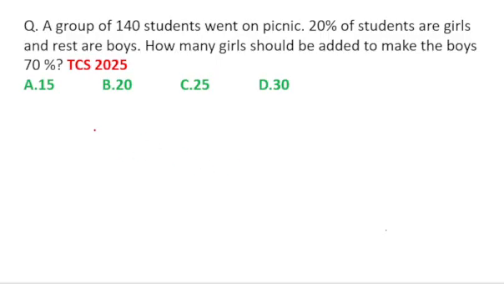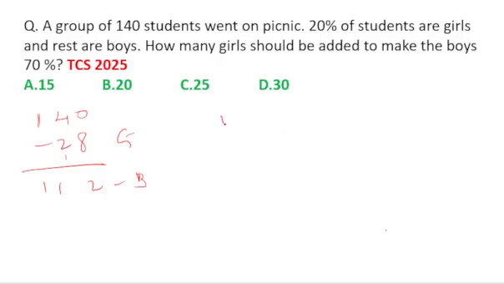So first we solve by using the percentage method. Here 20% are girls, so out of our total 140 students, 20% are girls, which means 28 are girls, so the remaining 112 are boys. So how many girls should be added to make the boys 70%?